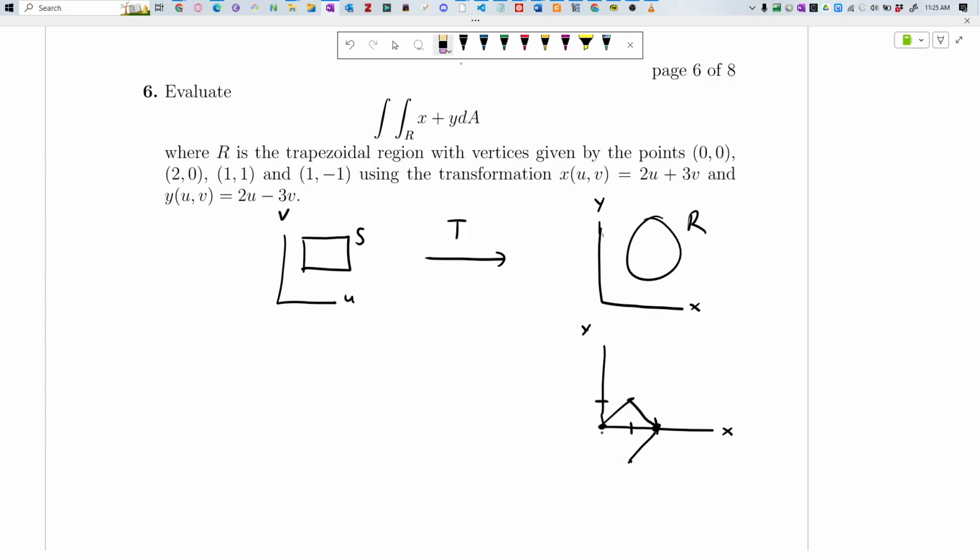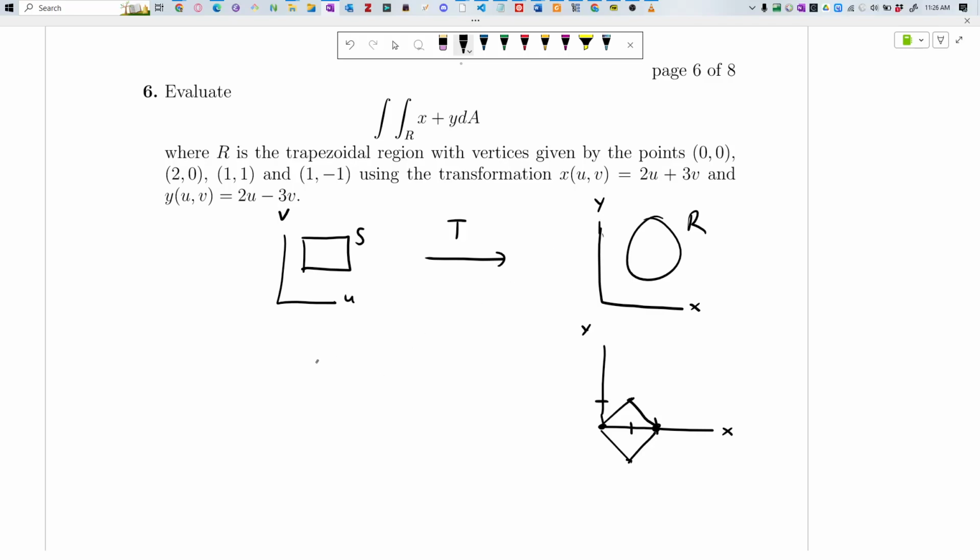Clearly, there are 2 pairs of parallel sides. With a trapezoid, you should only have 1 pair of parallel sides. I believe that's part of the definition. The points are 0, 0, 2, 0, 1, 1, 1, negative 1. Okay, that's really bizarre. Let's see what happens when we create the inverse transformation.